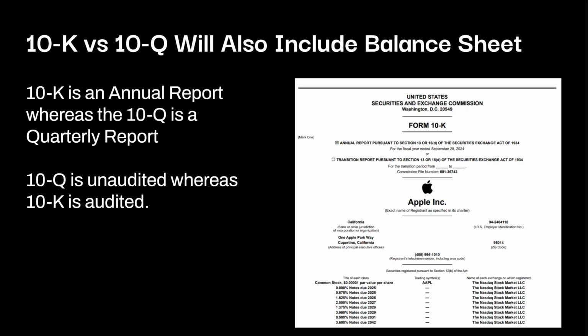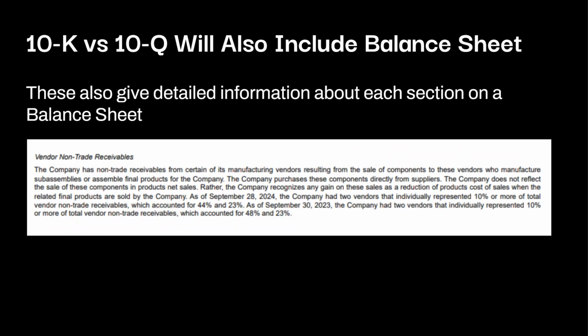Also, what I should mention is the 10-K versus 10-Q. Both of those are going to include the balance sheet. The 10-K is the annual report, whereas the 10-Q is going to be your quarterly report. The 10-Q is going to be unaudited, whereas the 10-K has to be audited. Also, what's great about the 10-K and 10-Q is they give you detailed information about each section of a balance sheet.